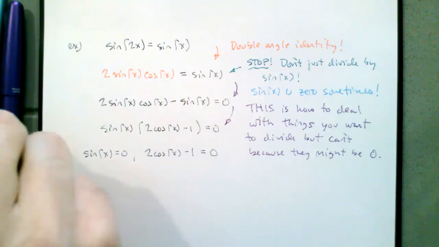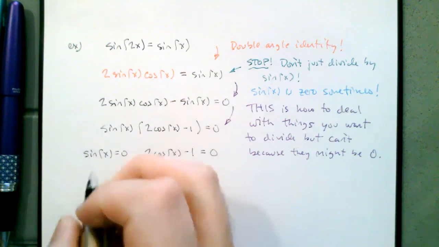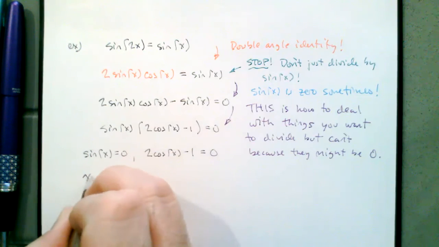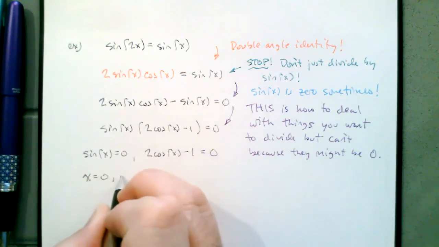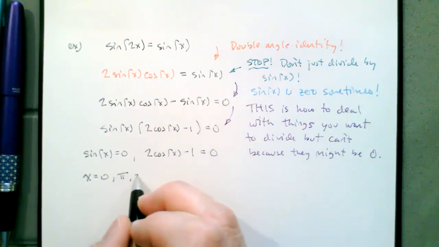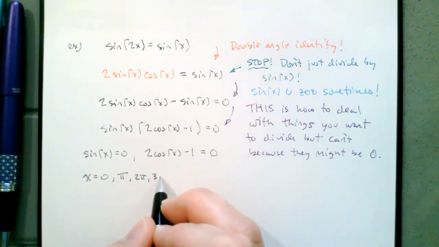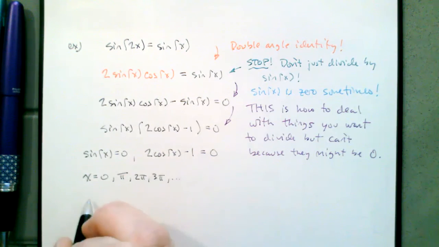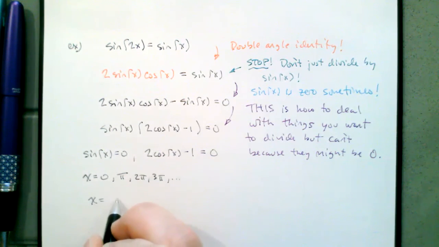So for sine x equals 0, we get x is equal to 0 and pi. I guess if we keep going around the circle, we also get 2 pi and 3 pi and so on. So we could summarize this by saying x is equal to pi times n for any integer n.